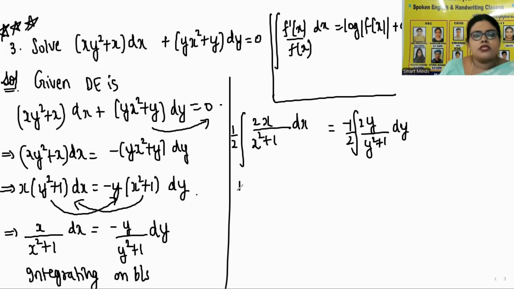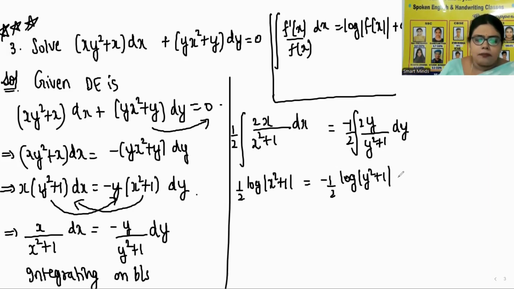Okay. So this is 1 by 2 into log mod x square plus 1 is equal to minus 1 by 2 into log mod y square plus 1. Plus, instead of writing plus c, we are writing log c. Now we are taking this term to the left hand side. Or else, even if you simply add plus c, there is nothing wrong. We will take plus c.